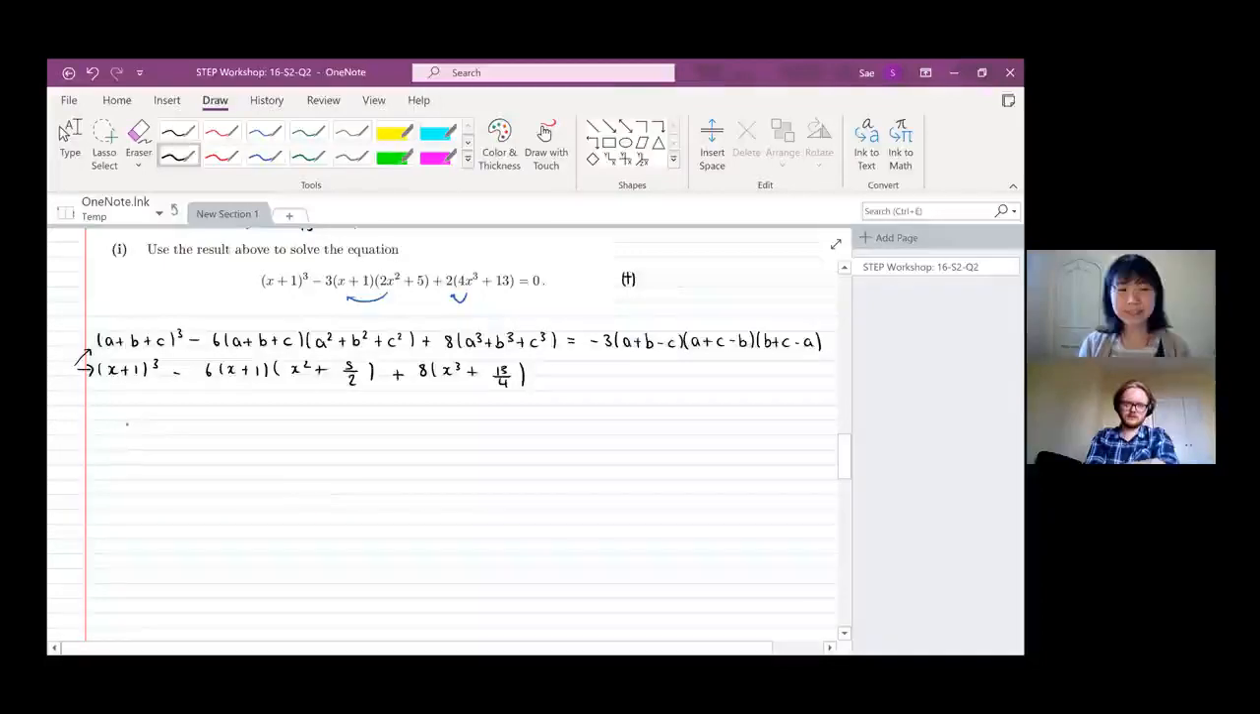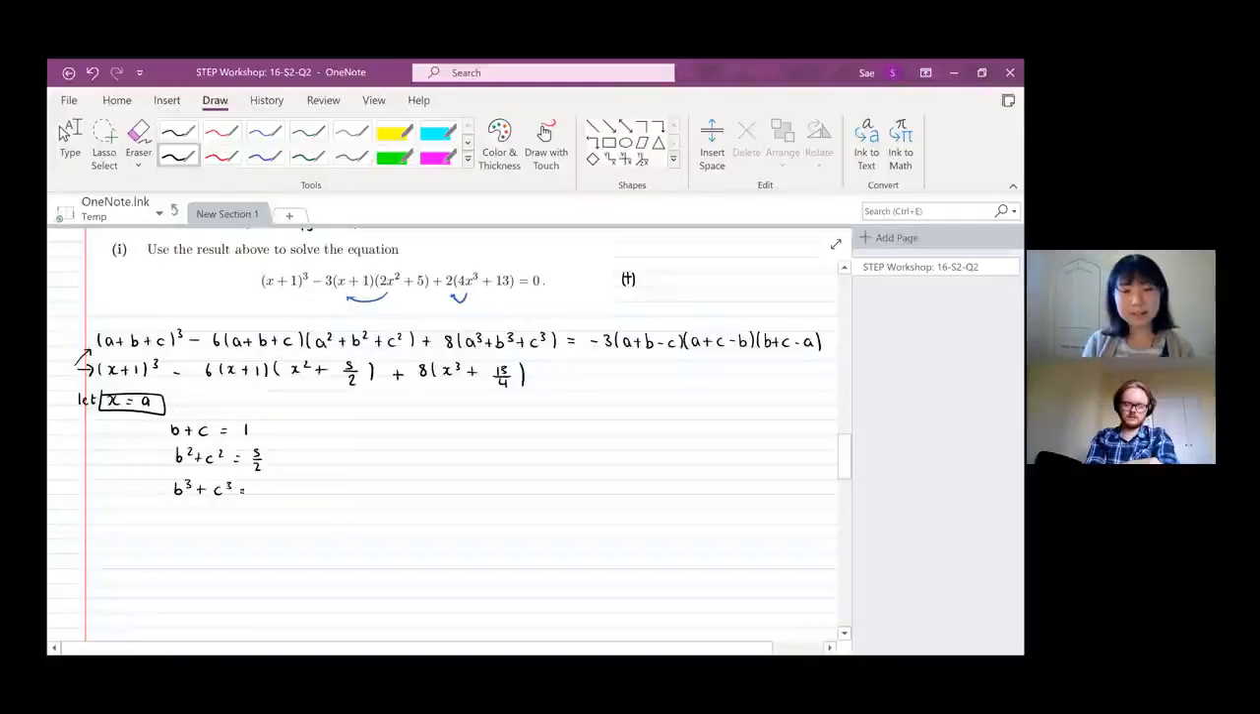So I'm going to set x equals a. And then what do we have left? We have b plus c equals 1, and then we have b squared plus c squared is equal to 5 over 2. And we have b cubed plus c cubed is equal to 13 over 4. Now we just need to solve this.